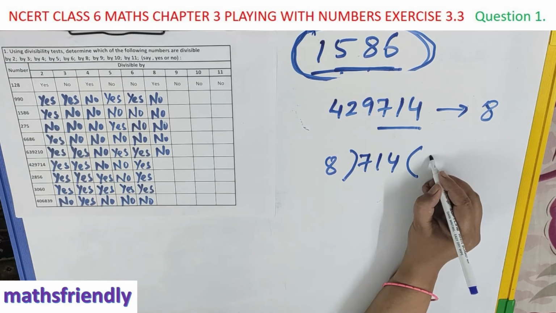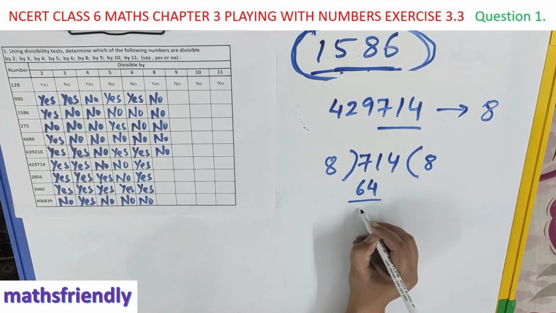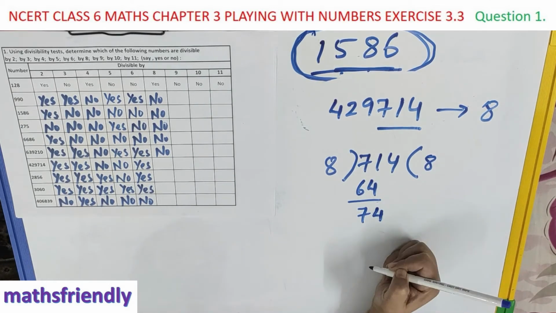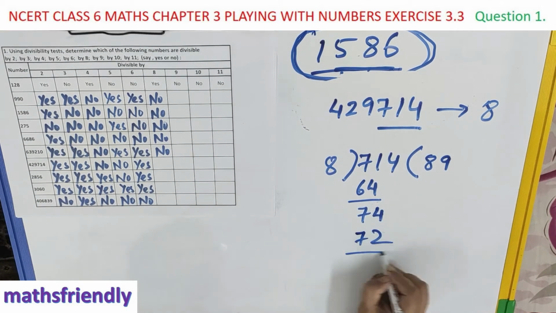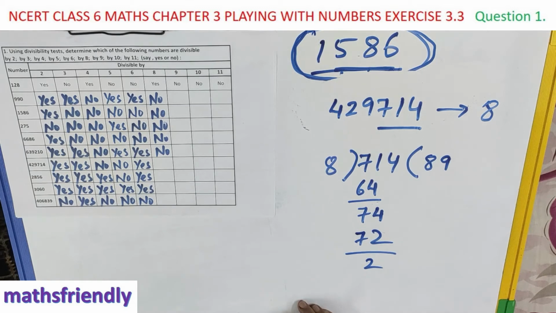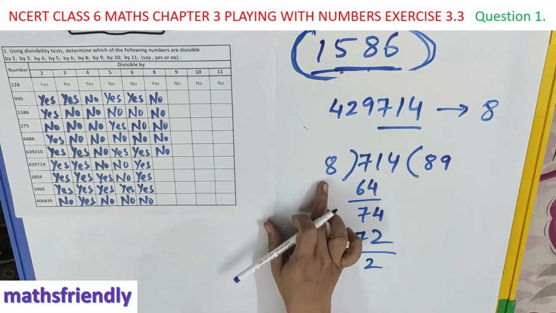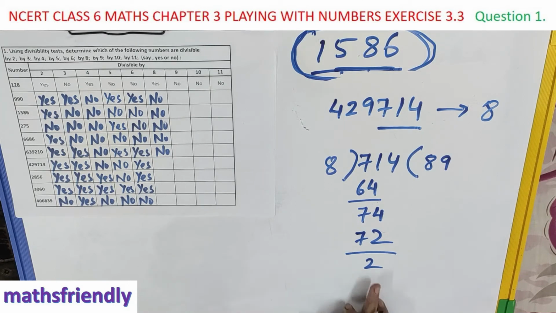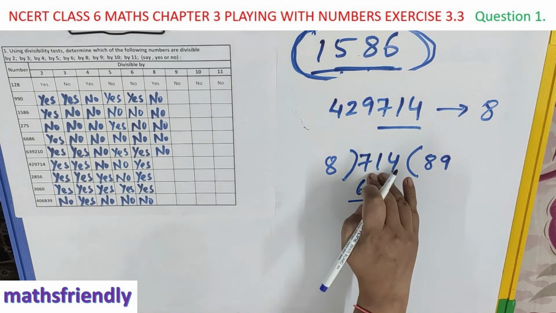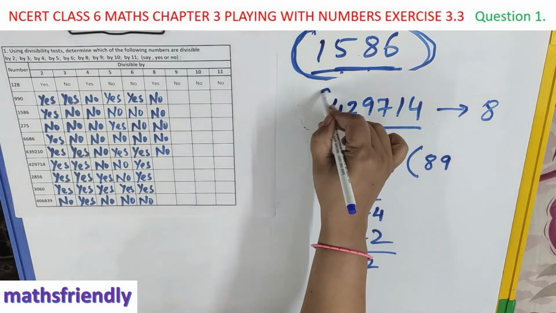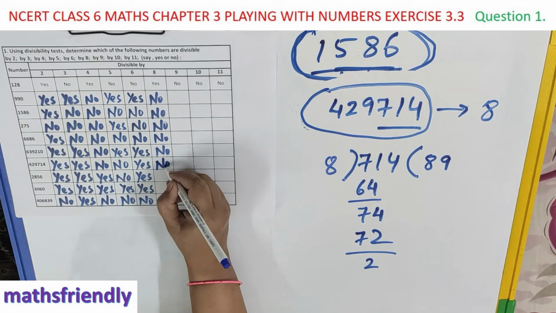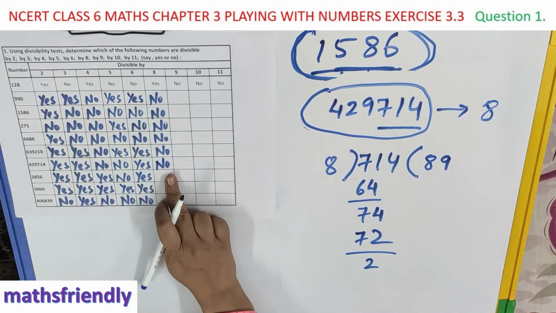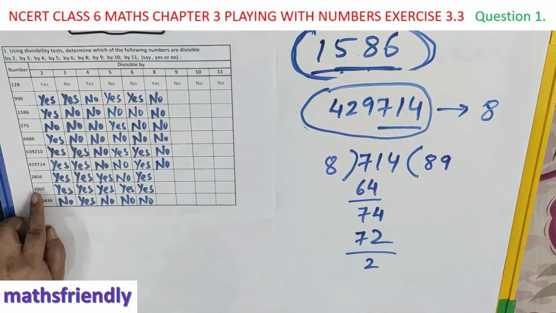8 eights are 64. Okay, 7 is the remainder. 4 comes down. Now 8 nines are 72. Okay, 2 is the remainder. It means the number formed by the last 3 digits is not divisible by 8. We are getting a remainder, the remainder is not 0. So we can say that yes, this 714 is not divisible by 8. It means this number also is not divisible by 8. So what we will write? We will write no. This number is not divisible by 8.